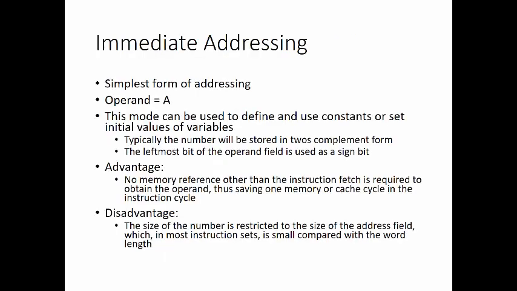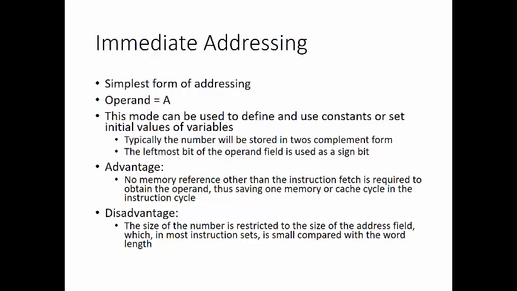So immediate addressing, this is the simplest form of addressing. Basically the operand is equal to an address field. This mode can be used to define and use constants or set initial values of variables. Typically the number would be stored in 2's complement form. The leftmost bit of the operand field is used as a sign bit. So this is nice because no memory reference other than the instruction fetch is required to obtain the operand. So you save one memory or cache cycle in the instruction cycle.